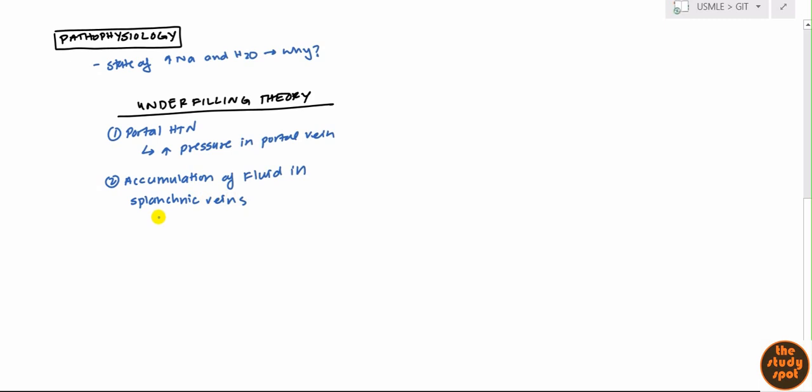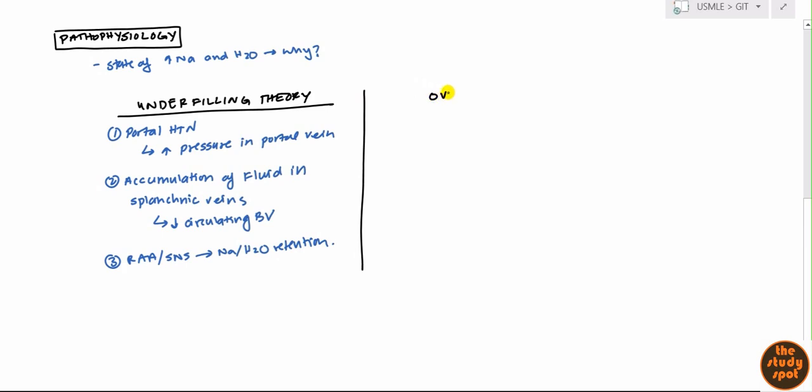When you have accumulation of fluid in the splanchnic veins, that decreases the amount of blood volume circulating throughout the body, so you get a decreased circulating blood volume. What happens when you have a decreased circulating blood volume? Your body thinks that you're hemorrhaging, or you have hypotension, or you're dehydrated. So it will immediately activate the renin angiotensin aldosterone system and the sympathetic nervous system, and to replenish that loss of volume, it will start having sodium and water retention. So this is one theory.